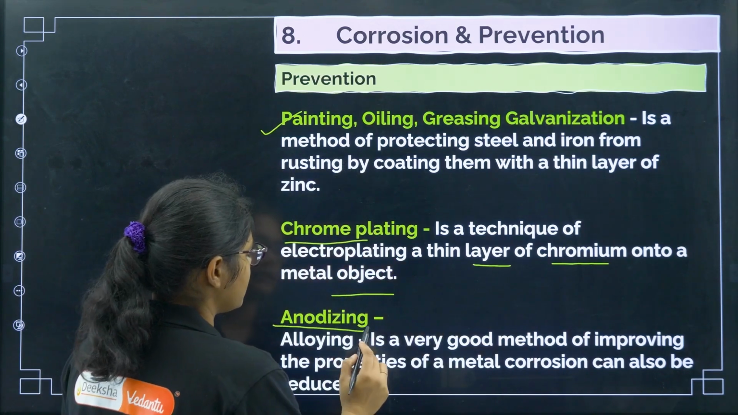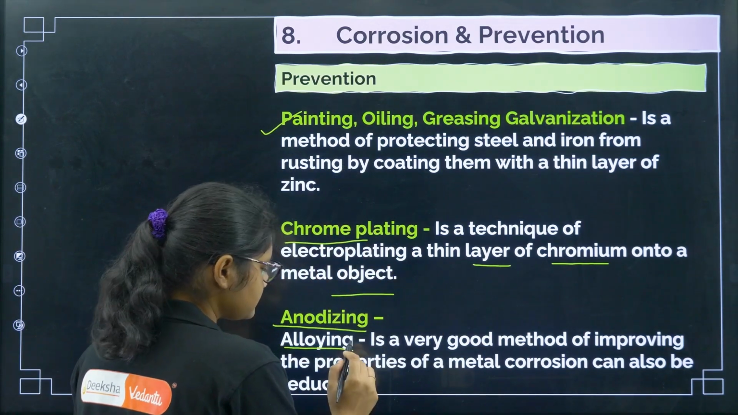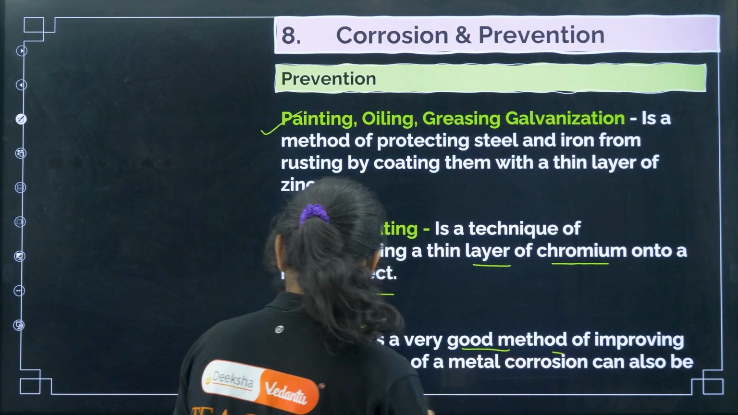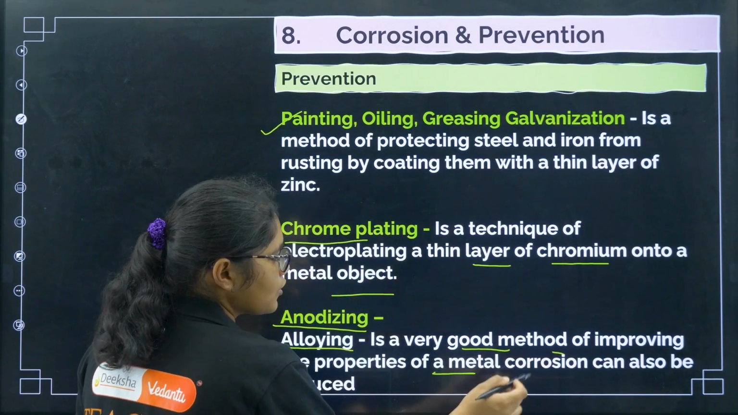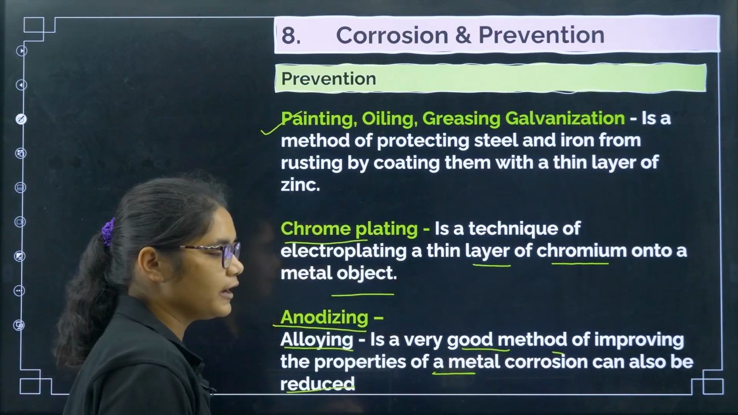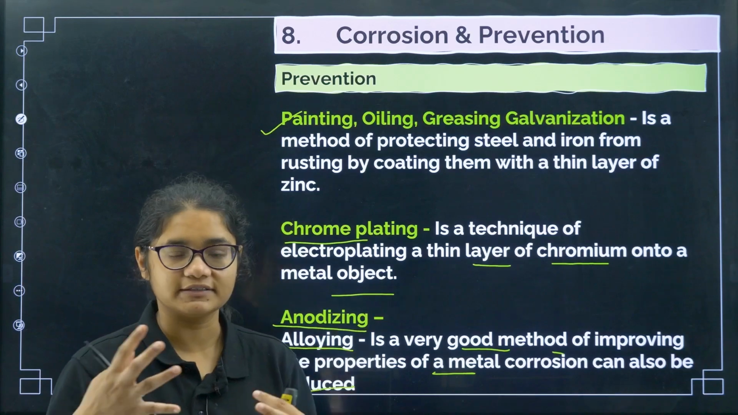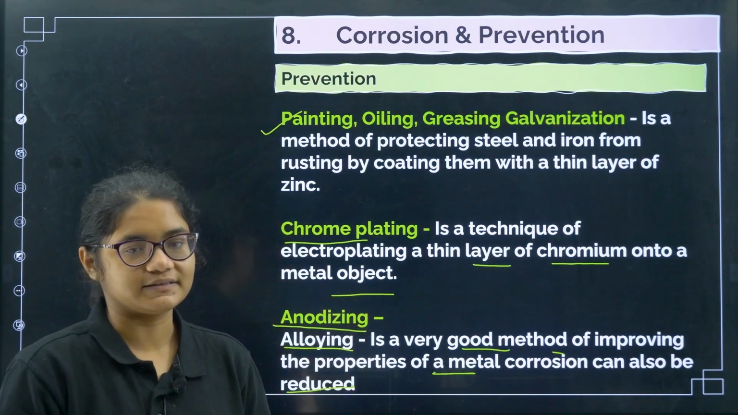Okay, next one is anodizing. So here alloying is a very good method of improving the properties of a metal. Corrosion can also be reduced. So alloying means you can just take 2-3 metals and mix them.